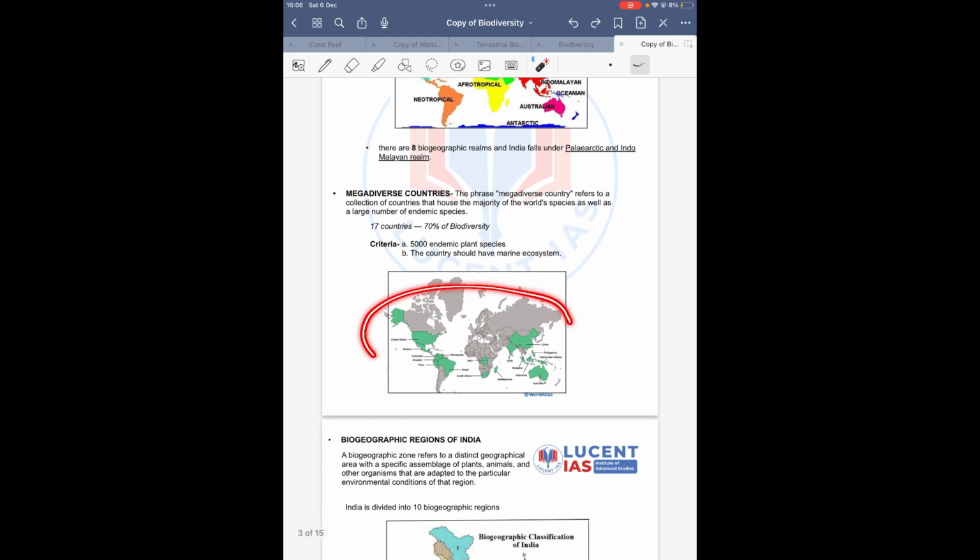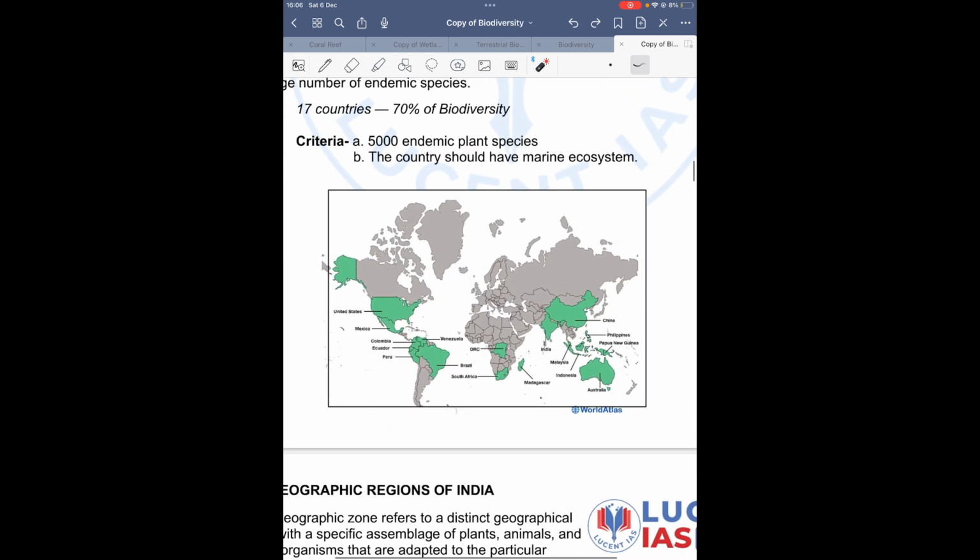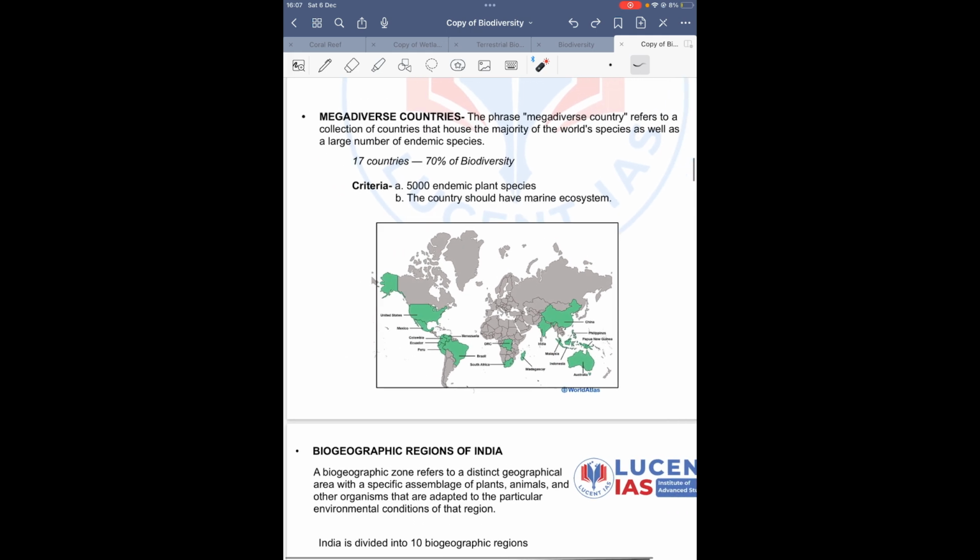So these are the countries, these are the megadiverse countries. United States, Mexico, then in South America Venezuela, Colombia, Ecuador, Peru, Brazil. In Africa, Democratic Republic of Congo, Madagascar, South Africa, then Australia, then in Southeast Asia, China, India, Philippines, Papua New Guinea, Malaysia and Indonesia. Clear?